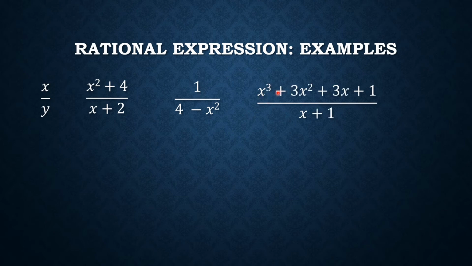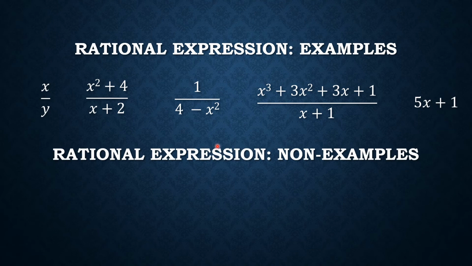Next is x cubed plus 3x squared plus 3x plus 1 all over x plus 1. Again, the numerator is a polynomial, okay? And the denominator is a polynomial. Also, we can also express 5x plus 1 as 5x plus 1 over 1. And that makes this also a rational expression. Because even without writing 1 as a denominator, obviously, alam natin na meron, and that makes this expression a rational expression. So what are the non-examples of a rational expression?